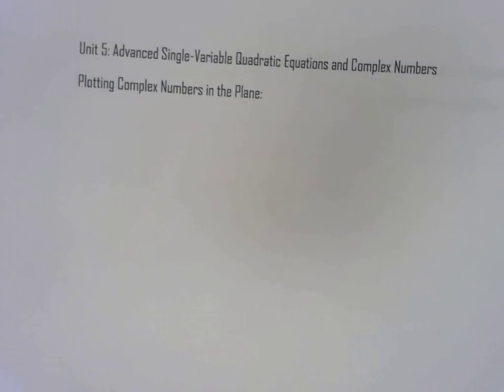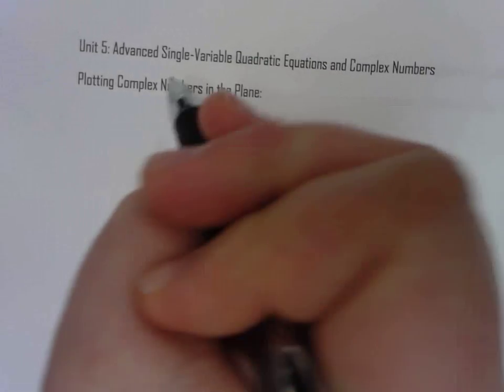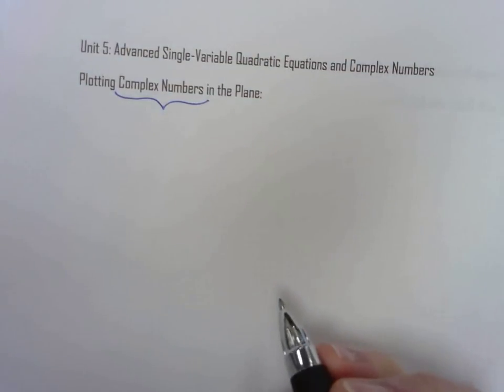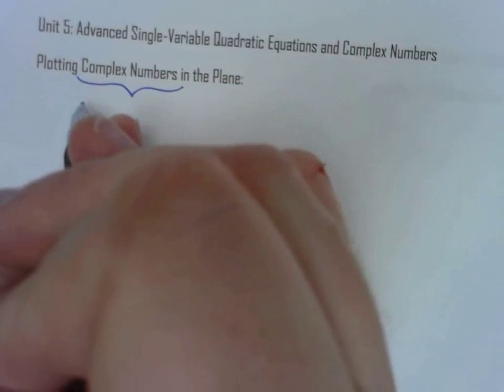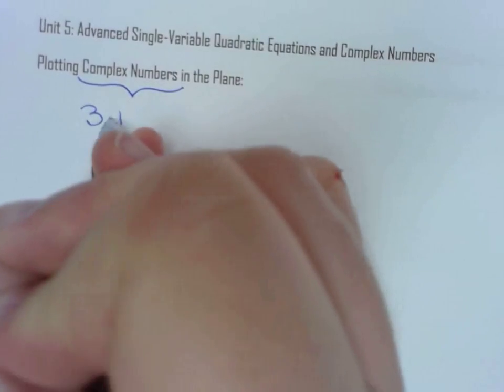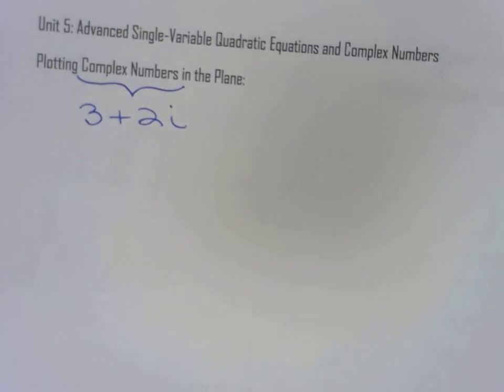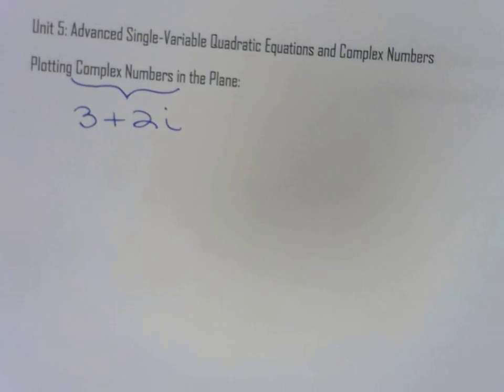When I talk about a complex number, what I'm talking about is numbers that have real and imaginary parts. Now, real numbers are every number you've done up to this point. Decimals, fractions, negatives, whatever, pi, those are all real numbers. A complex number has a real and an imaginary part. So for example, it might look something like this: 3 plus 2i. This is a complex number because it has two parts to it.